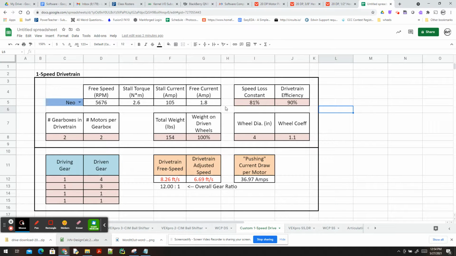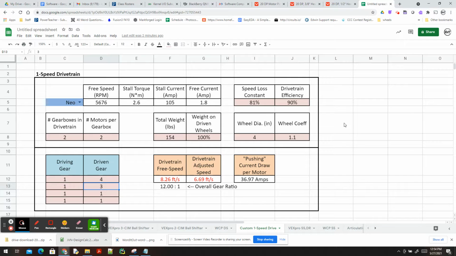So I am working on picking some gears, and there's some confusion, so I want to make sure people understood the idea. Here is my JVM design calculator, and I have set a 12 to 1 gear ratio. I figured out if I had a 1 to 4 for my first stage and a 1 to 3 for my second stage, that gives me 12 to 1.